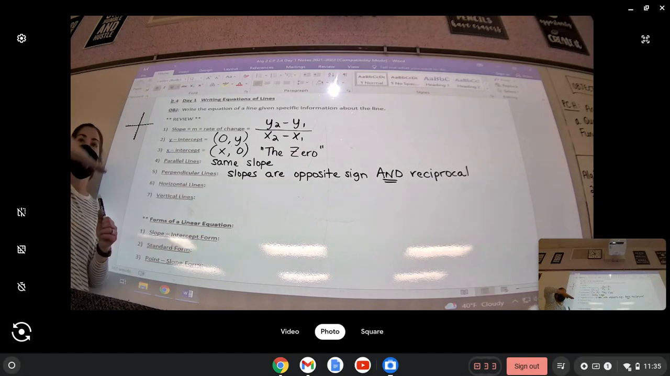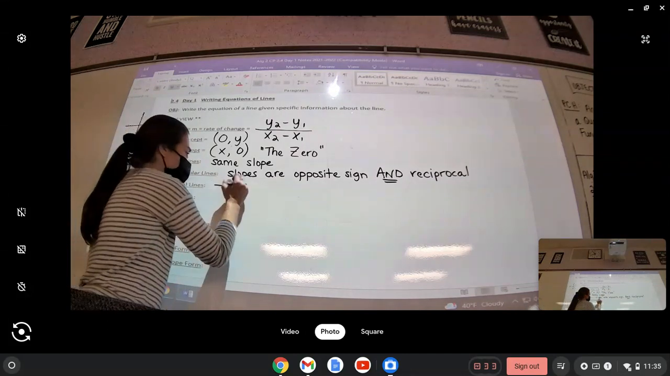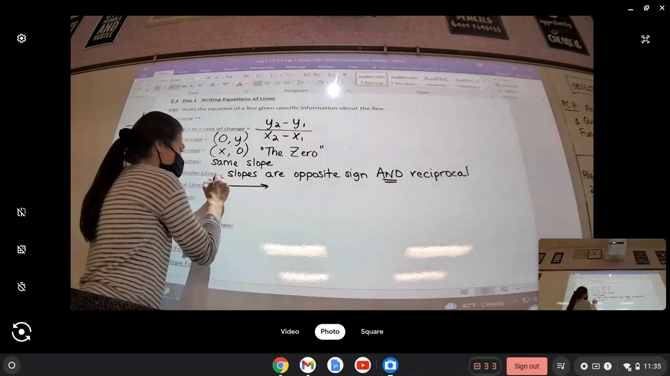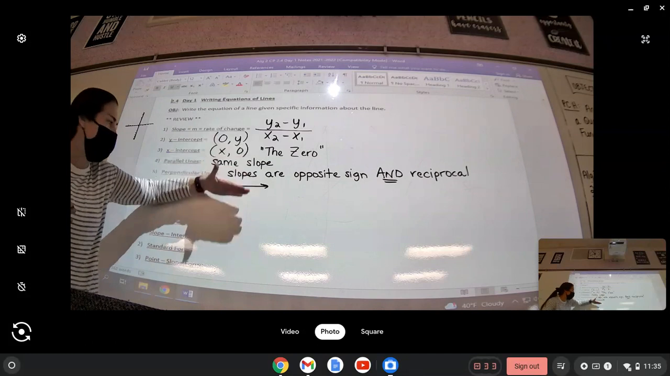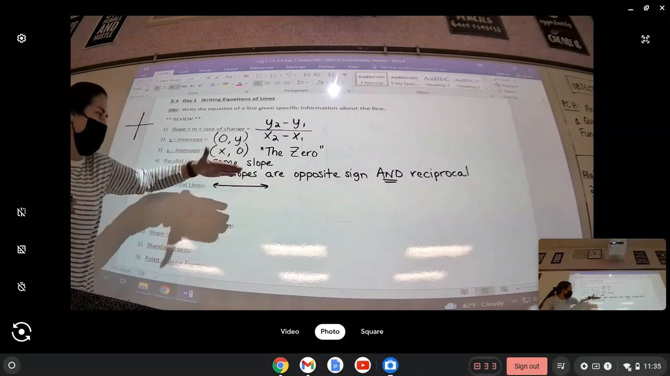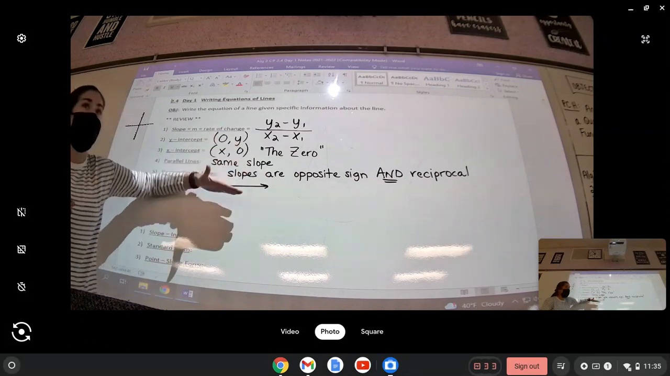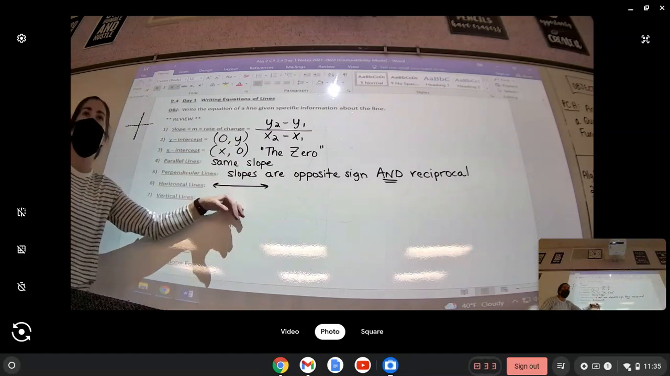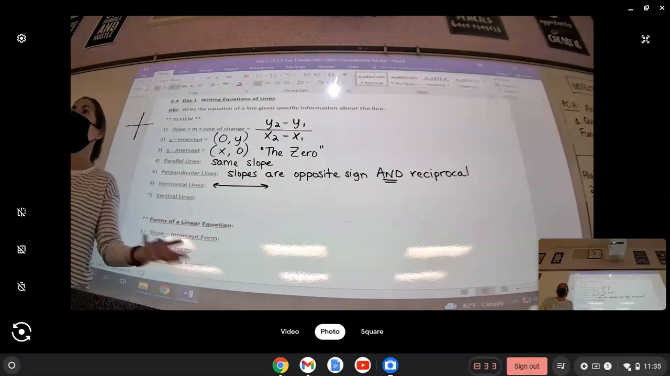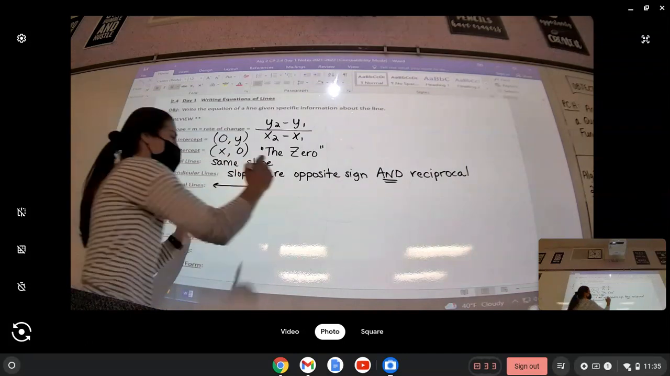A horizontal line, guys, is it flat or up and down? Flat. Horizontal lines look like this. So the slope of every single horizontal line, guys, think about it. Rise over run. Well, it doesn't rise at all, but it runs all day. So that would be 0 over a number, which means what's the slope of a horizontal line always going to be? 0.